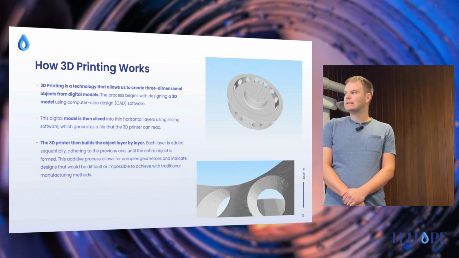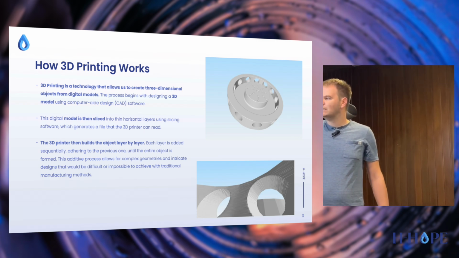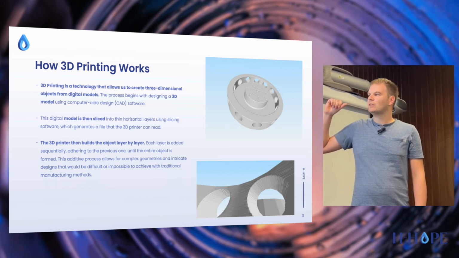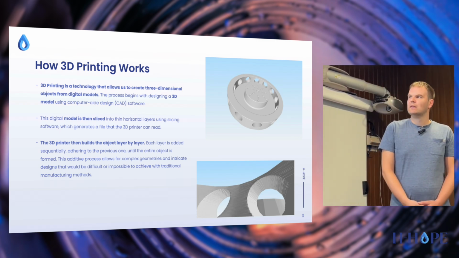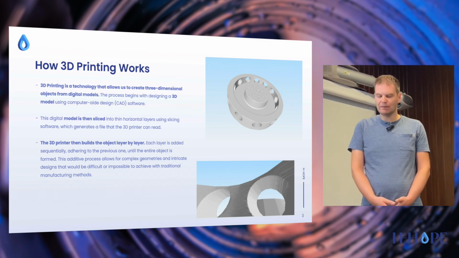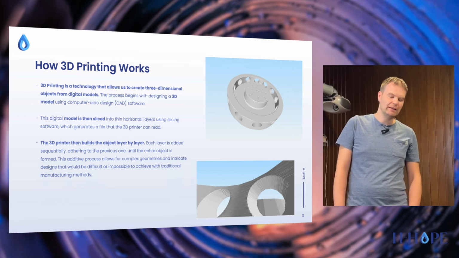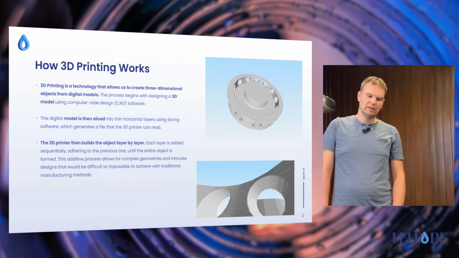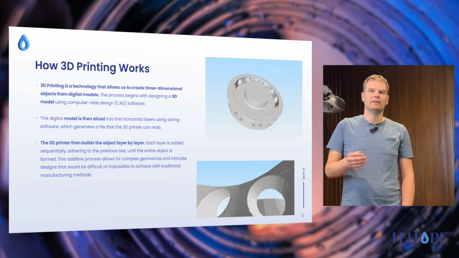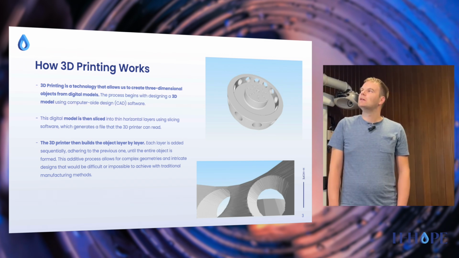So how does a 3D printer work? A 3D printer works by building the object layer by layer. So it builds the first layer, then second, third, until the finished object is built. That kind of building process allows us to create objects that would be very hard or impossible to create using traditional manufacturing methods like sewing, CNC cutting, and so on.